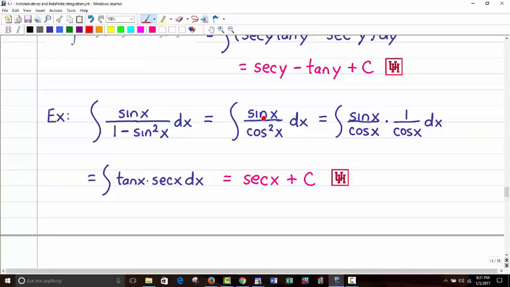So to solve it from here, you have to split the two cosines up, which leaves you sine over cosine times 1 over cosine. So sine over cosine is tangent. 1 divided by cosine is secant. So now we have tangent times secant, and the antiderivative of tangent times secant would just be secant.